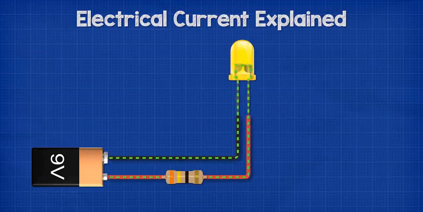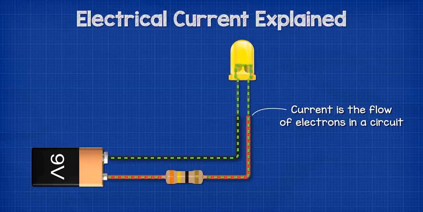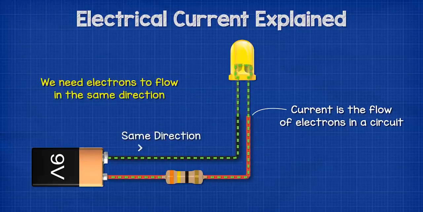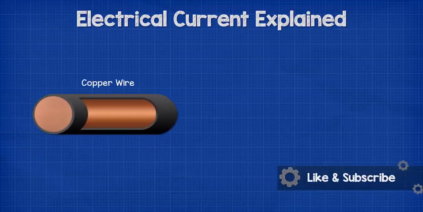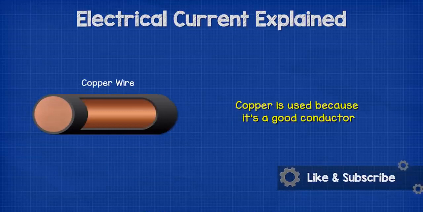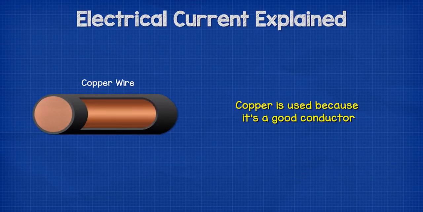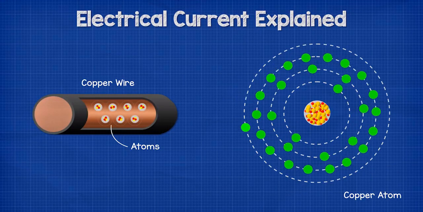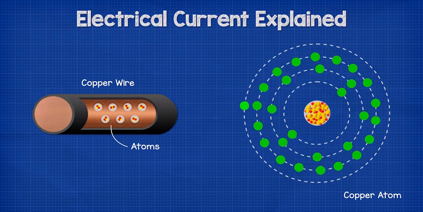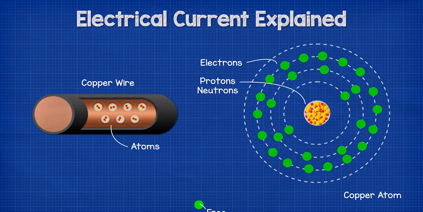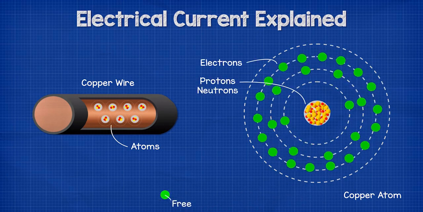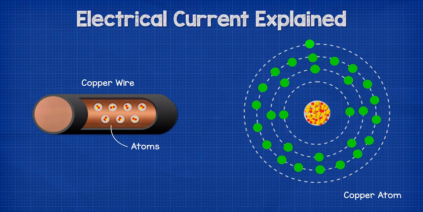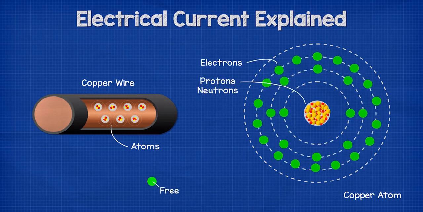Current is the flow of electrons in a circuit. To use electricity, we need electrons to flow in the same direction around a circuit. We usually use copper cables to form the circuit because copper is a very good electrical conductor, which means the atoms that make copper have a loosely bound electron in their outermost or valence shell, which is free to move around inside the metal. This free electron is very easy to move, which is why copper is so popular.